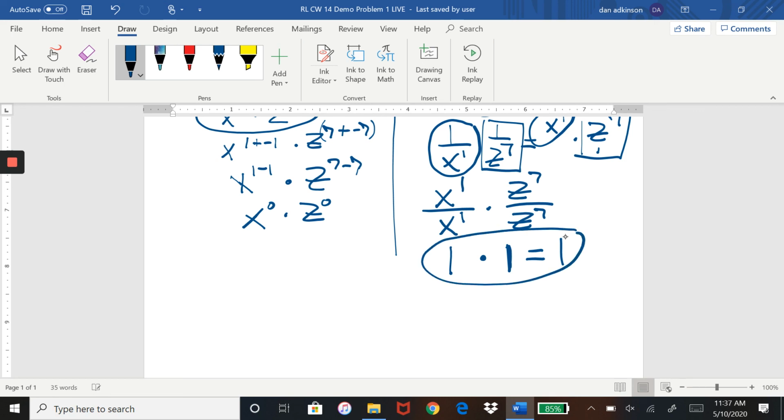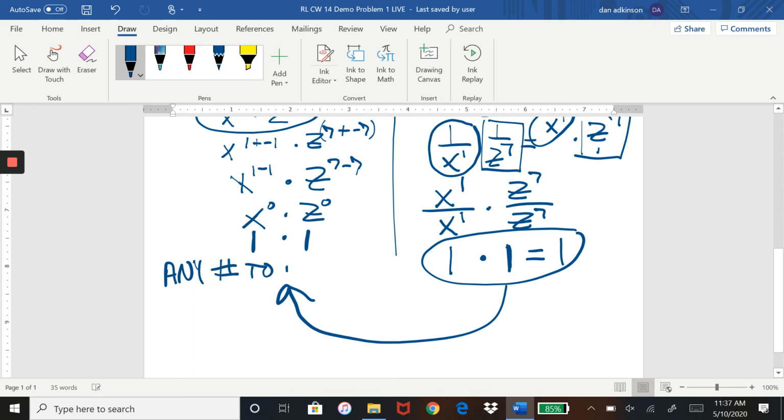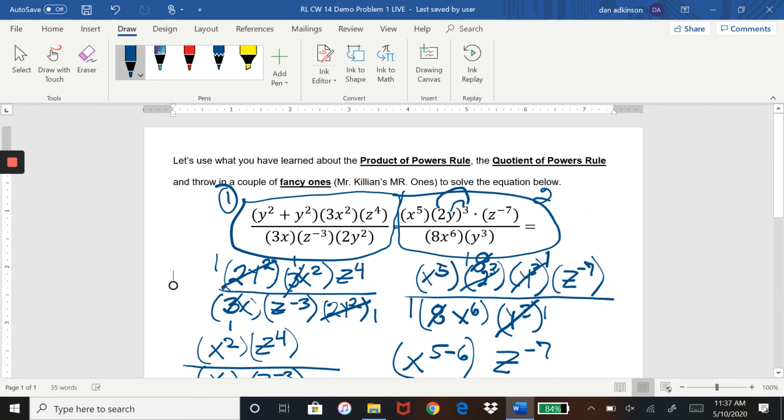So take that equation and bring that back over to this side. That makes x to the 0 power 1, and z to the 0 power is also 1. Remind ourselves, any number to the 0 power equals 1. All right, so let's go all the way back. We took this whole mess here and we simplified it to just that as the answer. All right, good luck with the problem.